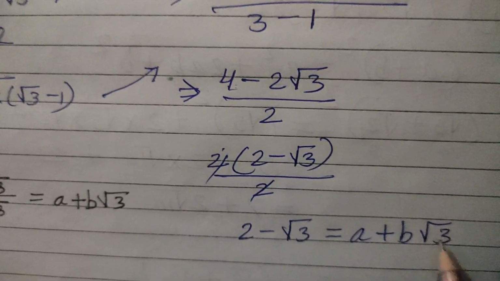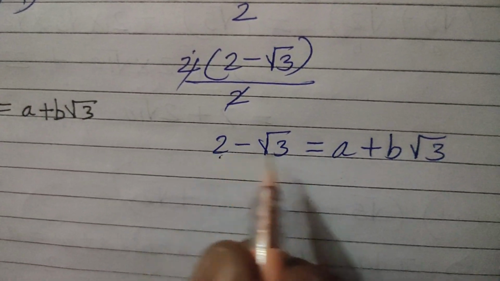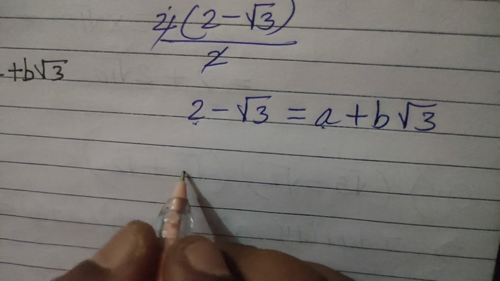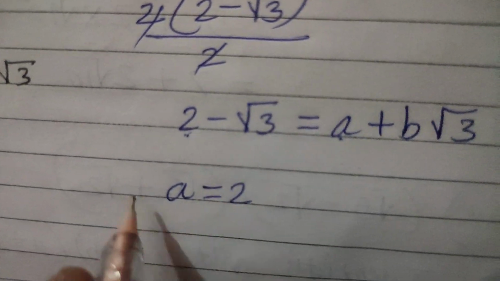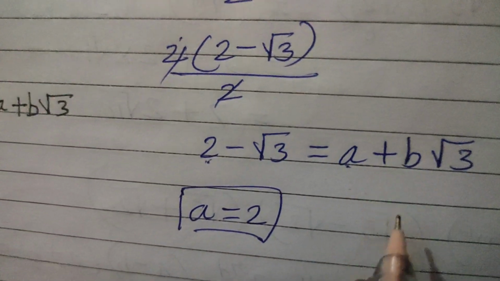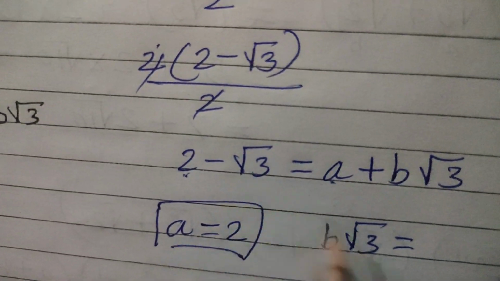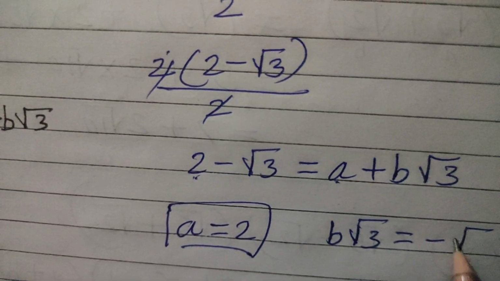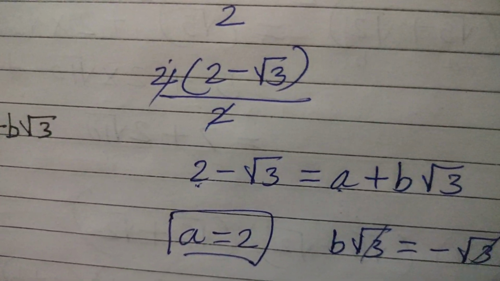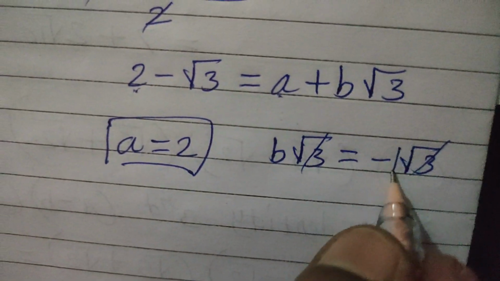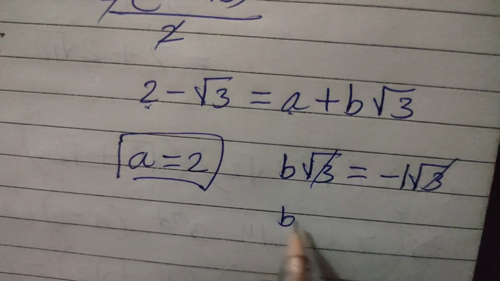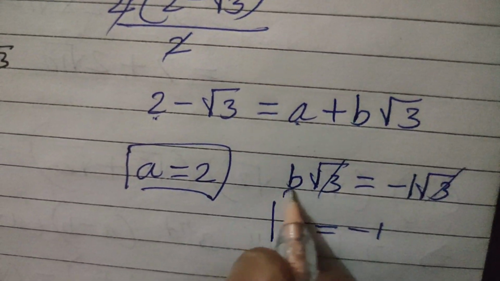Now you have to compare this. Here the first term is a, and there the first term is 2, so a will be equal to 2. Here the second term is b root 3, and there the second term is minus root 3. So root 3 and root 3 get cancelled. Here nothing means 1 is always a factor, so the value of b will be minus 1.